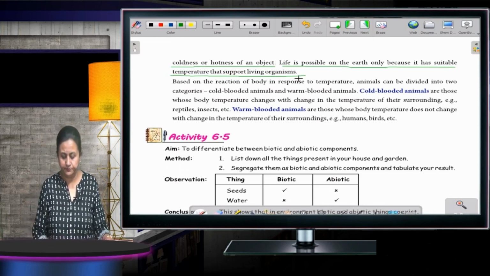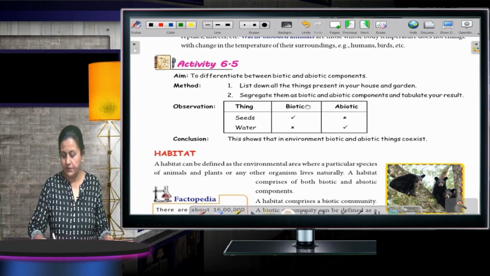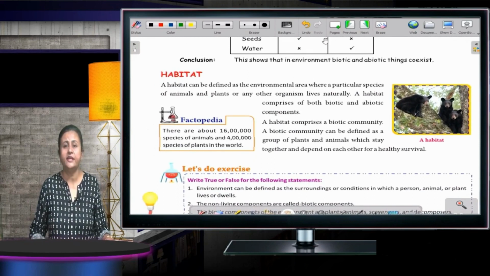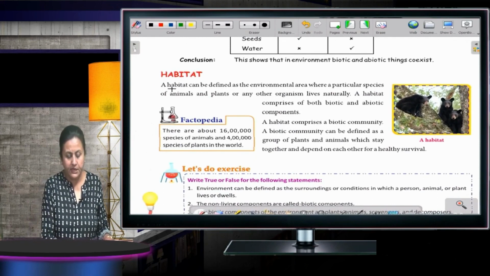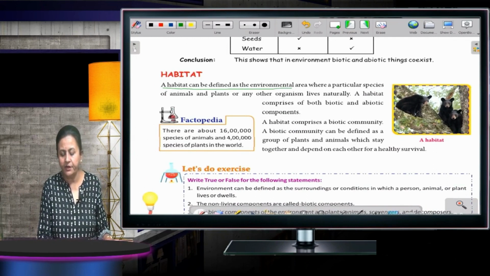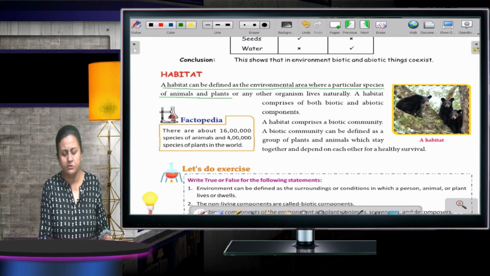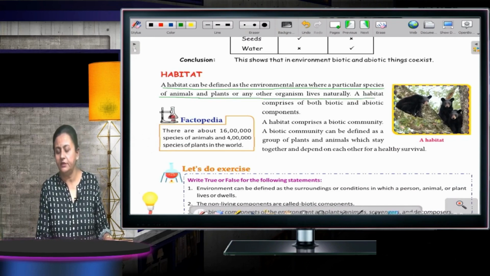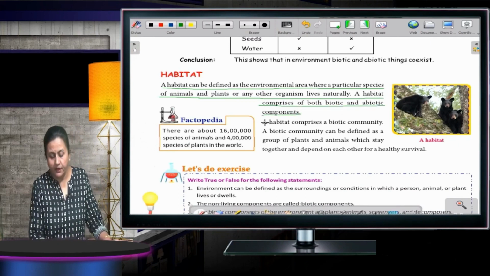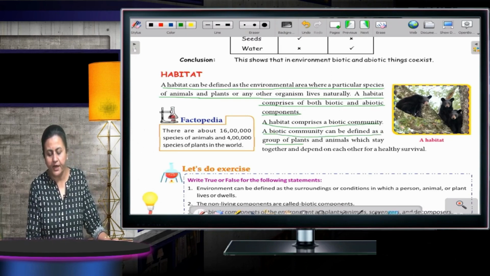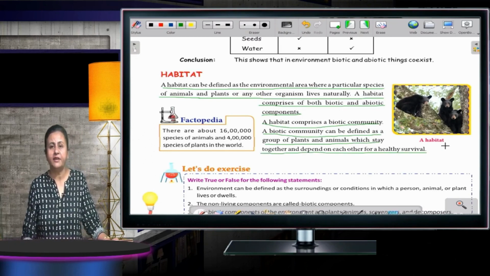Okay. Now, the next one, what is habitat? You can see on your screens, the next topic is habitat. A habitat can be defined as the environment area where a particular species of plants and animals or any other organism live naturally. A habitat comprises both biotic and abiotic components. A habitat comprises a biotic community. A biotic community can be defined as a group of plants and animals which stay together and depend on each other for a healthy survival.